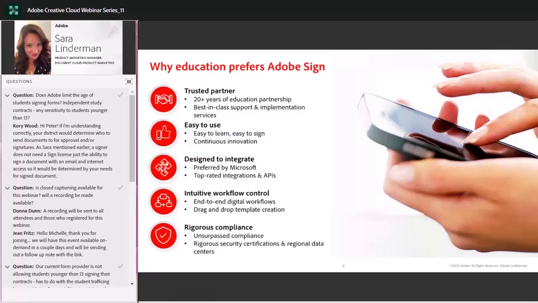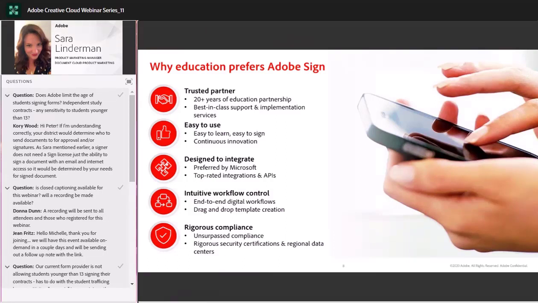It's easy for the sender, it's easy for the signer. And that's important because when it comes to education, we understand that you have a really widely varied audience in terms of comfortability with technology. And we want something that's going to work for everybody. And we believe that Adobe Sign is a product that delivers that experience.